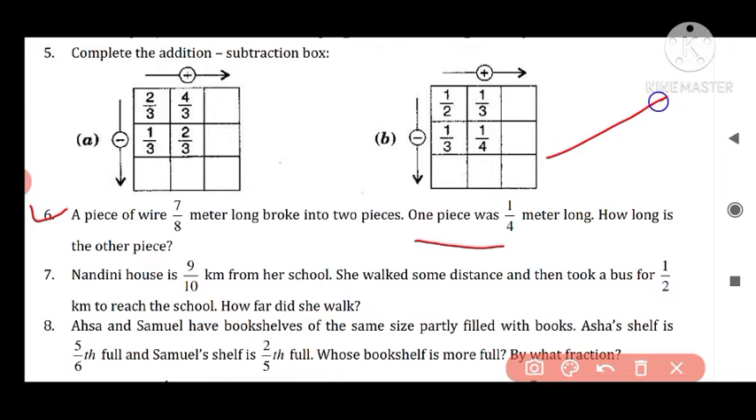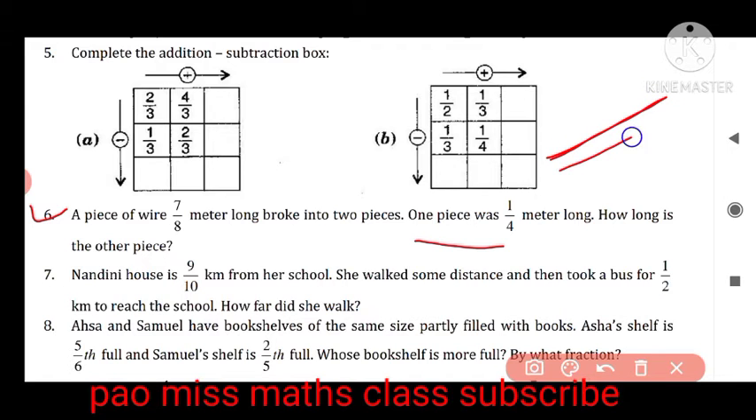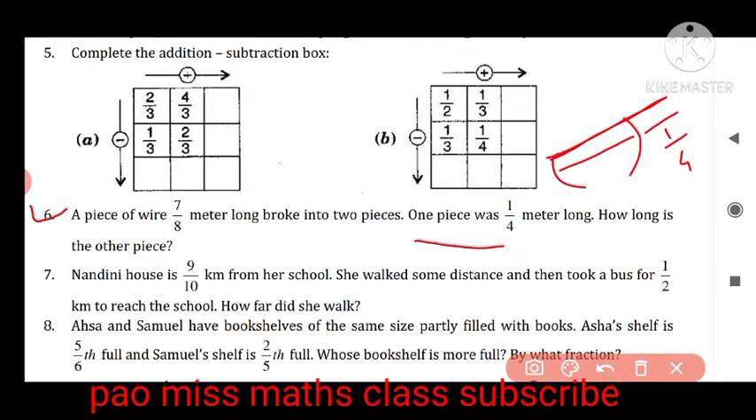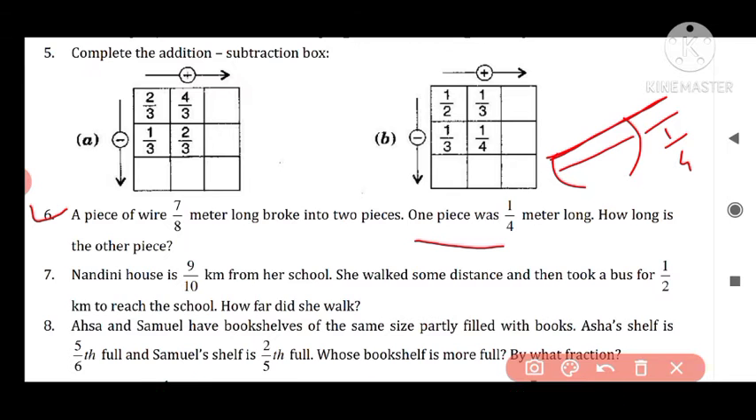Okay, suppose this is the length, and we are breaking it into two parts. So in this way, one part is given as 1/4 and we have to find the other part. That means what will you do? You will subtract, isn't it? You will do subtraction. Okay, come to the solution.